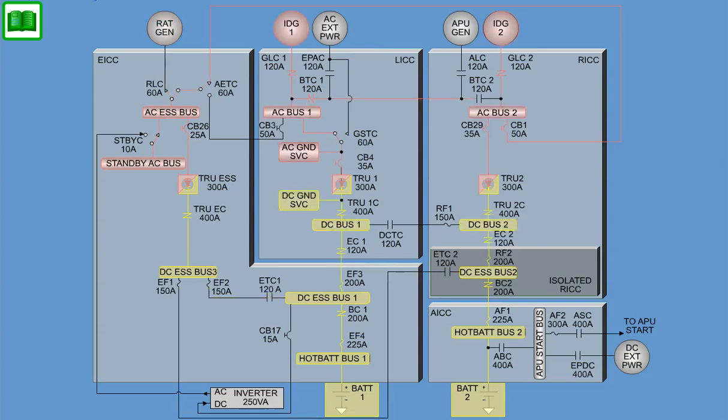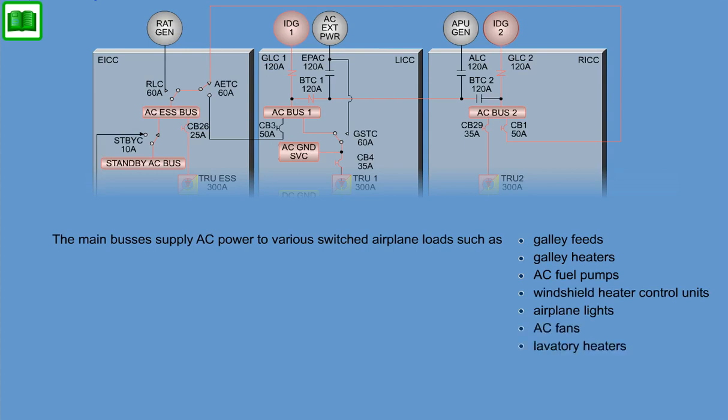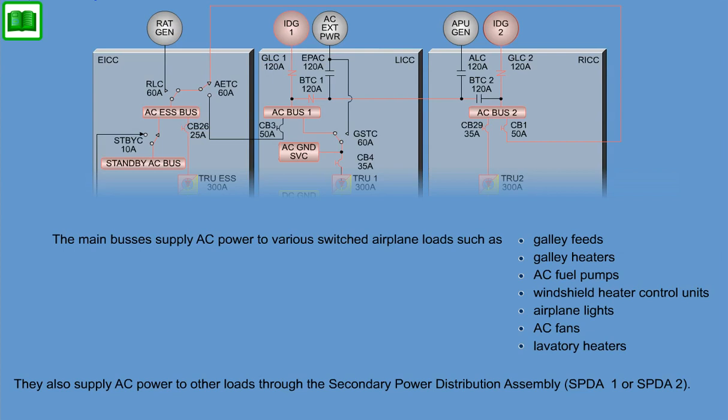The AC power distribution supplies AC power to various airplane loads through several AC buses. The AC buses are physically and electrically segregated to be sure that the loss of one AC bus will not affect the other. The two main AC buses are the left main AC bus 1, which is located in the left integrated control center, and the right main AC bus 2, located in the right integrated control center. The main buses supply AC power to various switched airplane loads, such as the galley feeds, galley heaters, AC fuel pumps, windshield heater control units, airplane lights, AC fans, and lavatory heaters. They also supply AC power to other loads through the secondary power distribution assembly, SPDA1 or SPDA2.